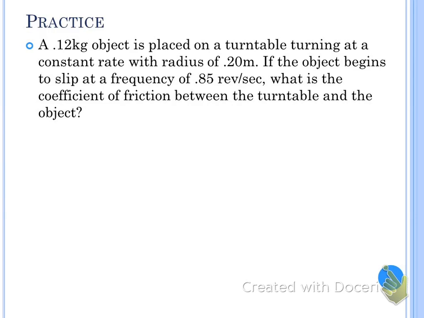All right, you got it. So for this problem, it says if the object begins to slip at this certain frequency, at this certain rate of spinning, that means you are looking at the exact moment that your frictional force and your centripetal force are equal to each other. You're looking at that exact moment, right, when the centripetal force starts to overcome. So those two are equal in this problem. So you will set them equal to each other, the frictional force and the centripetal force.